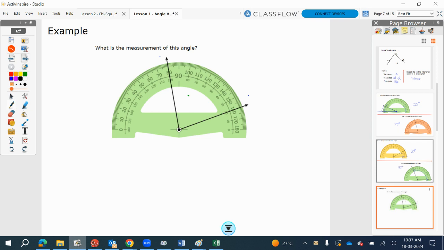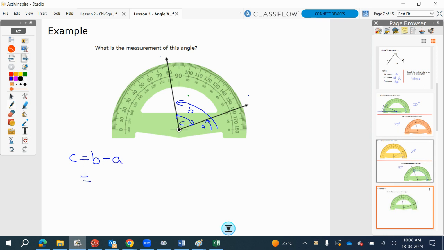Okay, let me do this one as an example. This one's a little tricky. So we need to work out this angle. The way we do it is we're going to start by finding angle A, and then we're going to find angle B. So the angle that we want is given by B minus A.